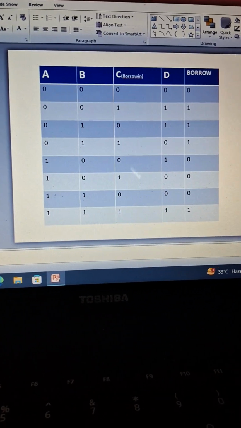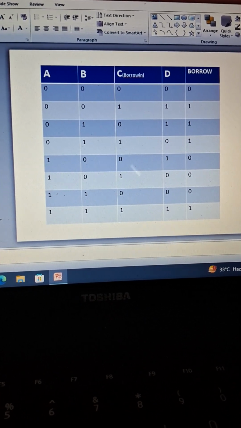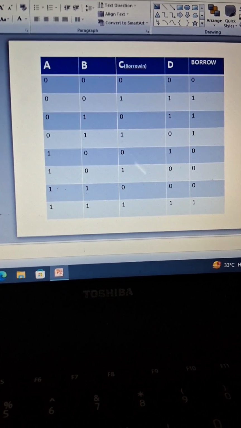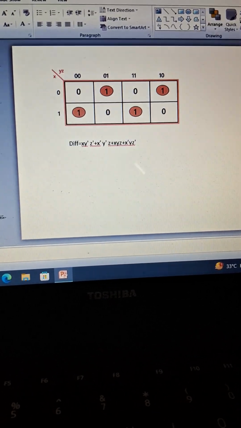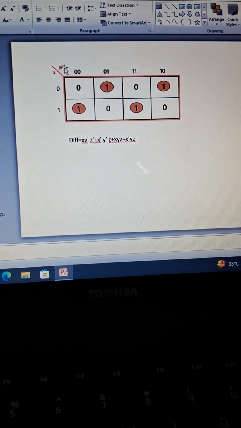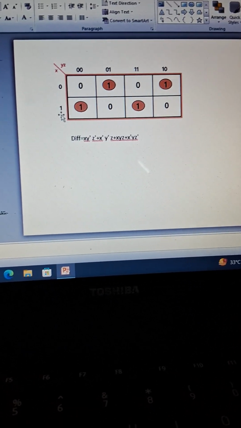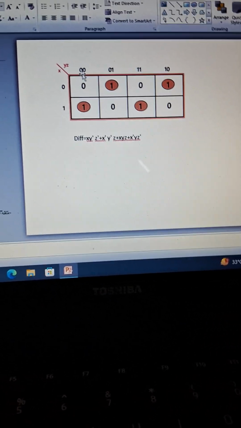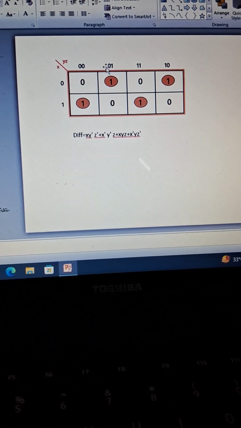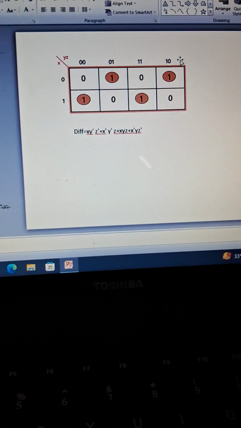Now from this truth table, we are going to generate the K map. There are two K maps, one for difference and another for borrow. Let's take the difference first. So there are different combinations of x, y, z, or we can say A, B, C.